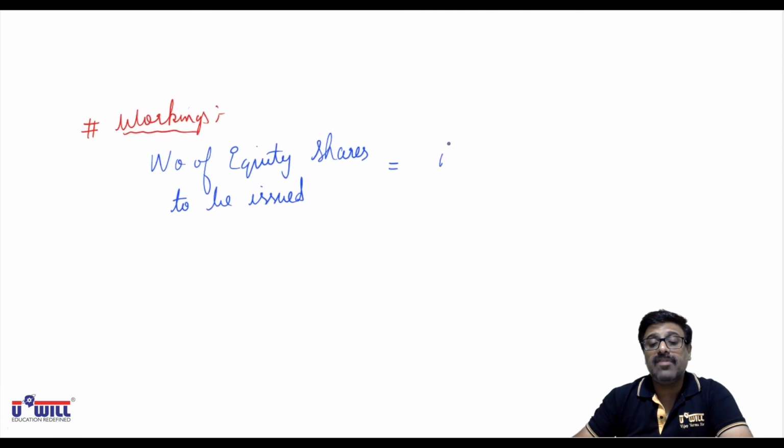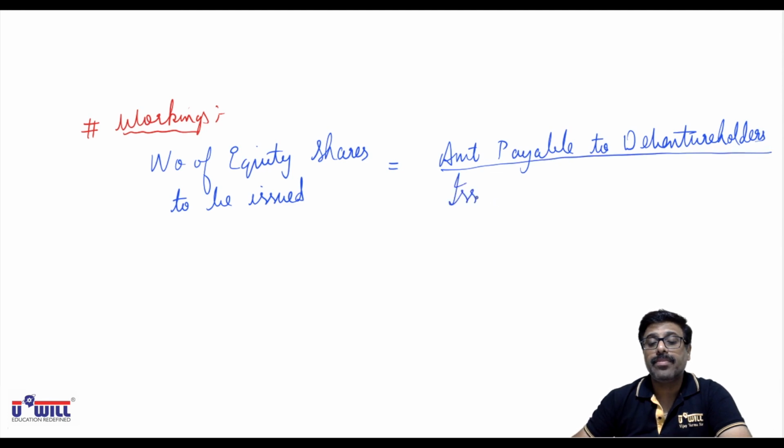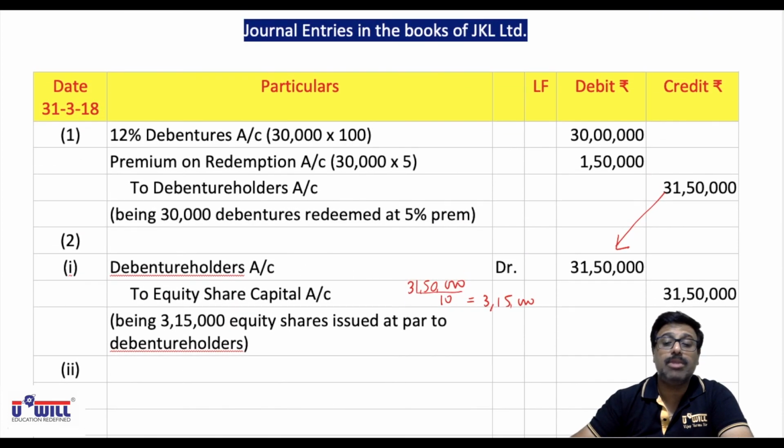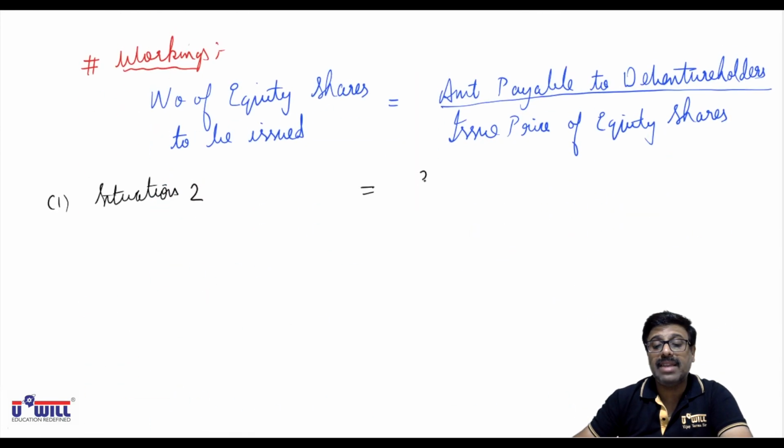How do you find that? The formula is amount payable to debenture holders divided by issue price of equity shares. So working note 1 we do for situation 2. In situation 1 we need not do this working because they were issued at par. Now in situation 2, what is the amount payable to debenture holders? It is this 31,50,000 itself.